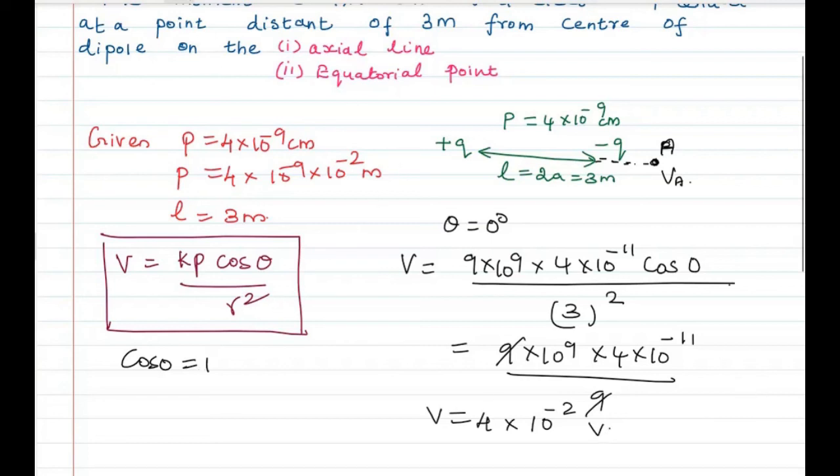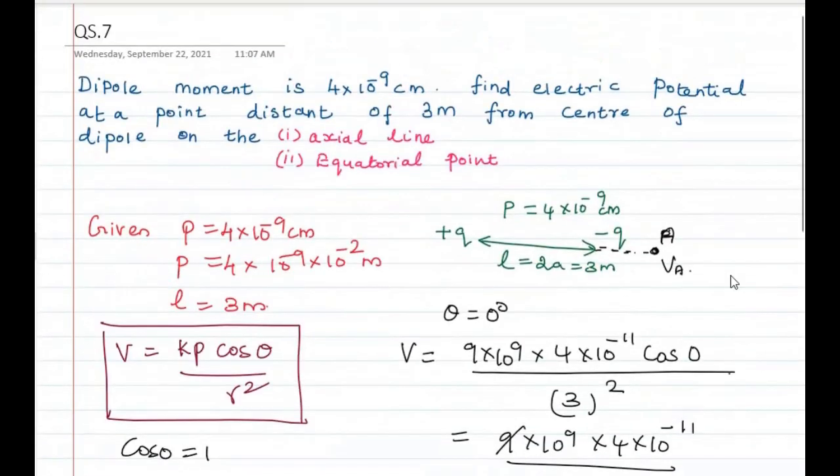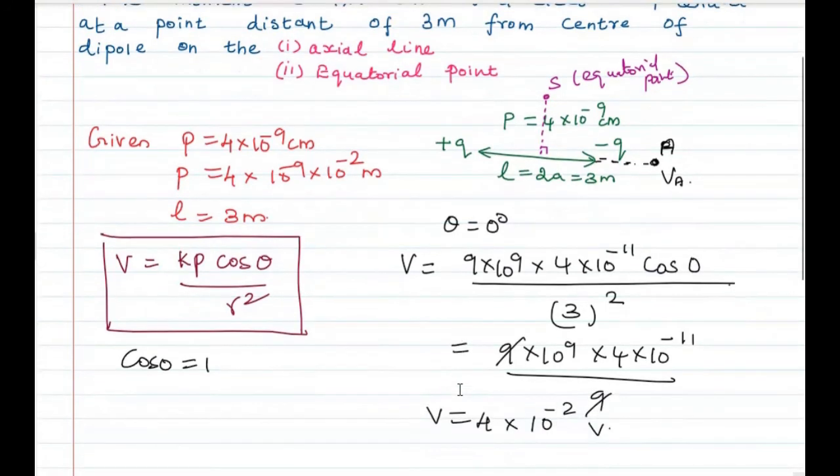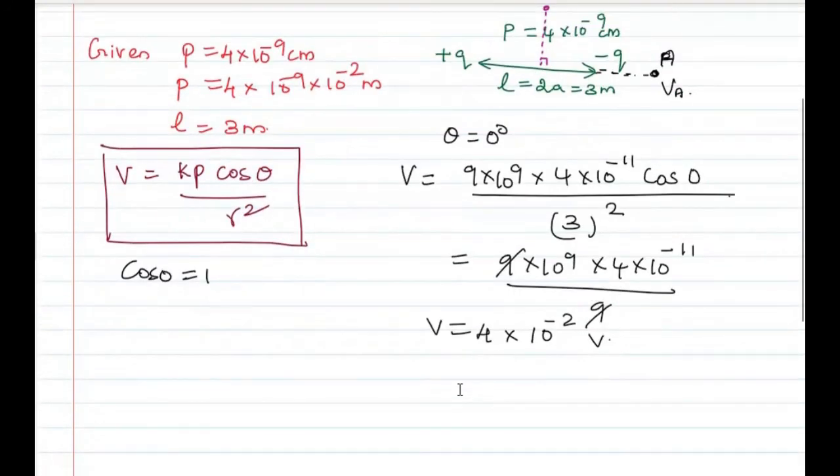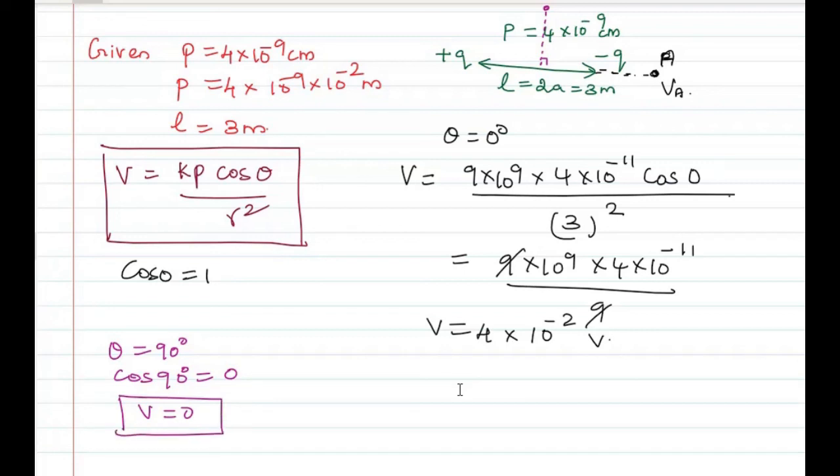Then they have asked to find the potential at the equatorial point, the perpendicular point. Let it be S. This is our equatorial point, where theta is equal to 90 degree. We know that cos 90 is equal to 0. So when you substitute in the formula, V is equal to Kp cos 90, which is 0, so you'll get V equal to 0.